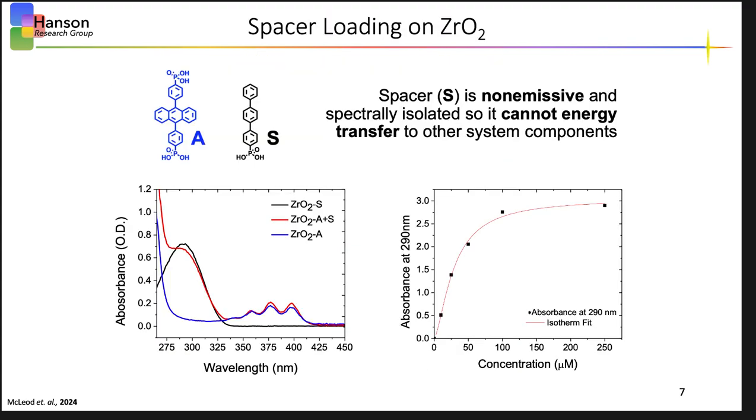To confirm spacer loading, because its absorbance is relatively high energy, studies were performed on quartz slides of zirconia. Here we can see both the spacer and anthracene features in the red trace, indicating they both load to form the first monolayer from a co-solution. The loading behavior of the spacer is described by a Langmuir isotherm fit shown at the right.